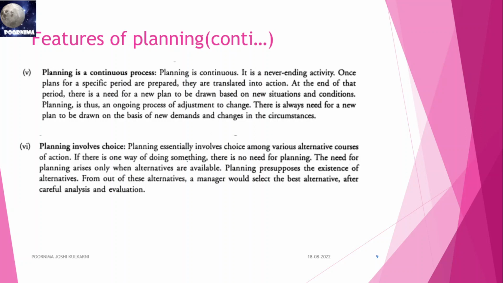Planning involves choice. Yes, many choices are there. Alternatives are there to choose from in planning. Planning essentially involves choice among the various alternative courses. If there is only one way of doing something, there is no need for planning. Planning is not required. The need for planning arises when there are alternatives and we have to choose the optimum option.